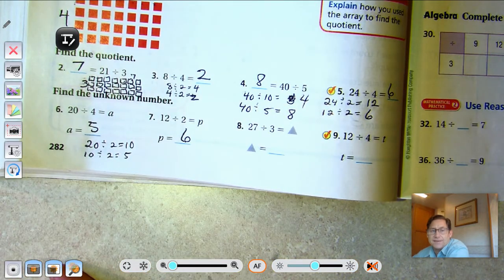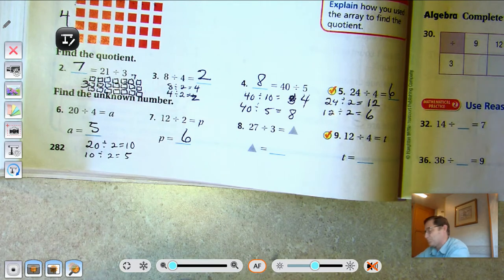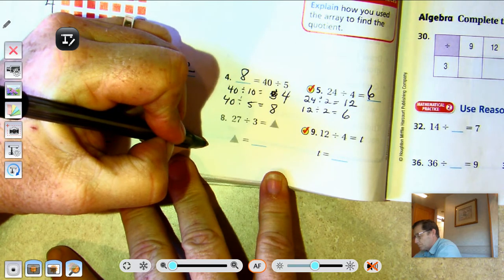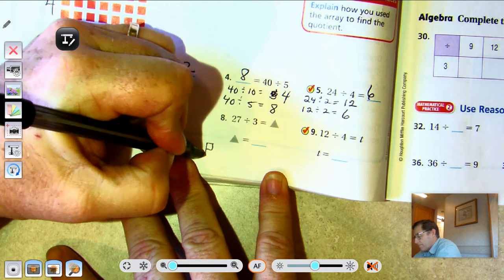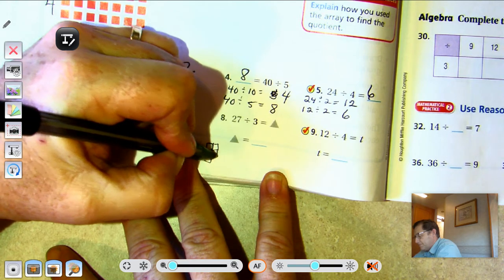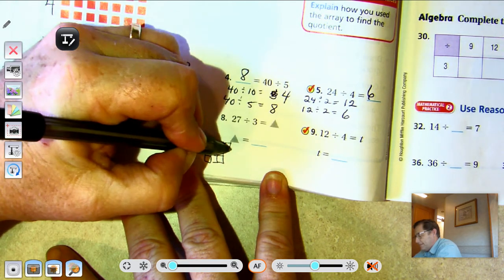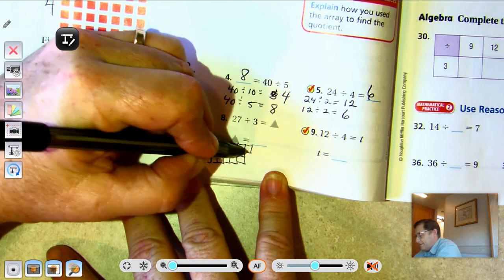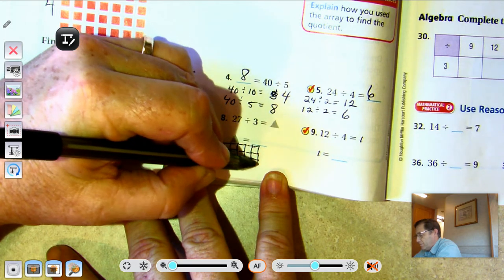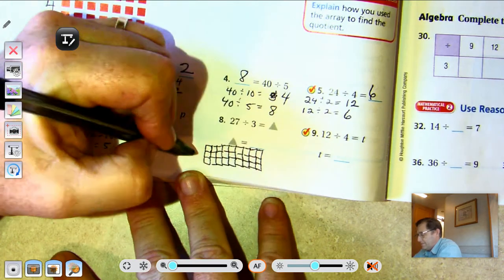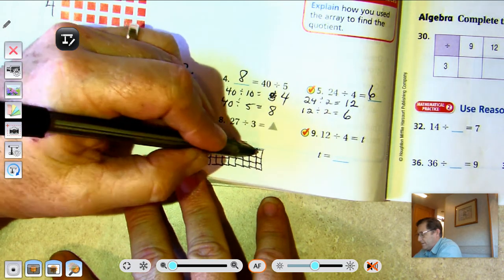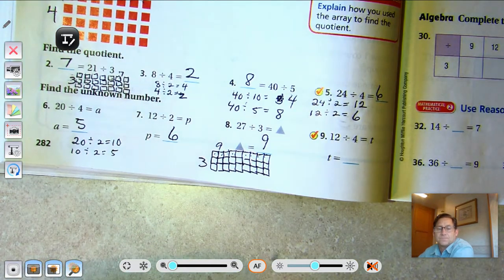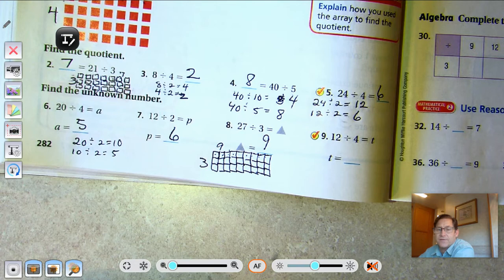27 divided by 3. Three, 6, 9, 12, 15, 18, 21, 24, 27. 3 times 9. 3 times 9 is 27. 27 divided by 3 is 9.